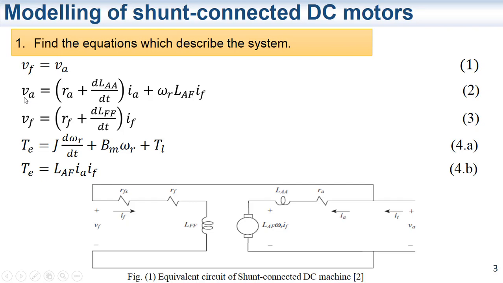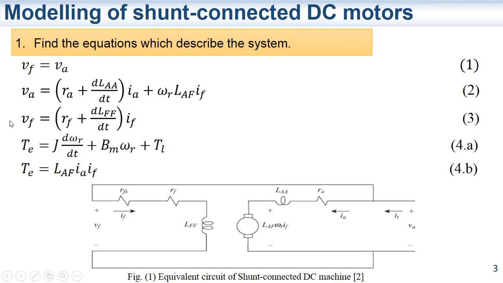Equation 2 represents the armature circuit, where the armature resistance and self-inductance are presented, plus the voltage induced in the armature circuit, which is commonly referred to as the counter or back electromotive force. This induced voltage is represented in terms of the rotating speed multiplied by the mutual inductance between the armature and the field windings, multiplied by the field current. The third equation represents the field circuit, where the self-resistance and self-inductance of the winding are multiplied by the current.